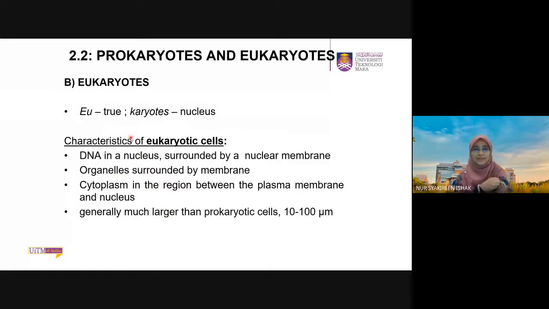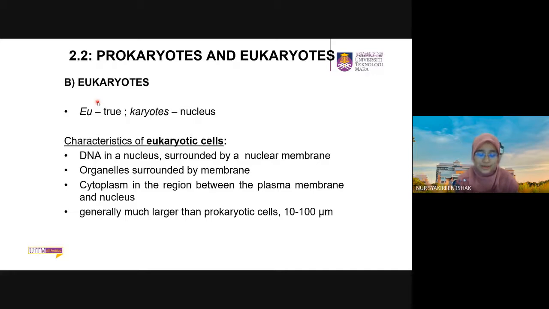Okay, so next you have the eukaryotes. The term comes from two words, if I'm not mistaken from Greek terms, so non-English terms. Eu means true. Karyotes means nucleus. So for this organism, they have an actual nucleus.